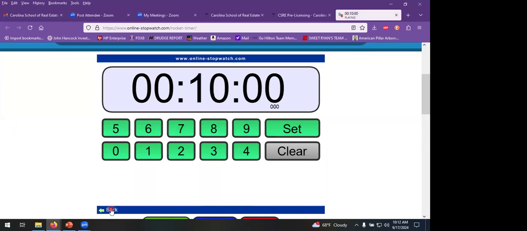You like the fireworks? Do you like that one better? It's fun, isn't it? All right. Welcome back. So let's see. Figure out how to do screenshot for attendance. So let's try this. Make that work.